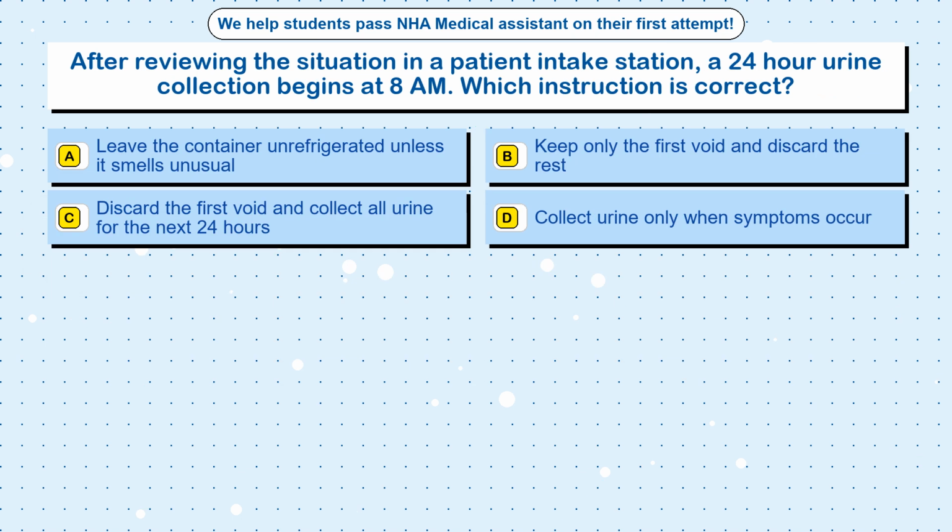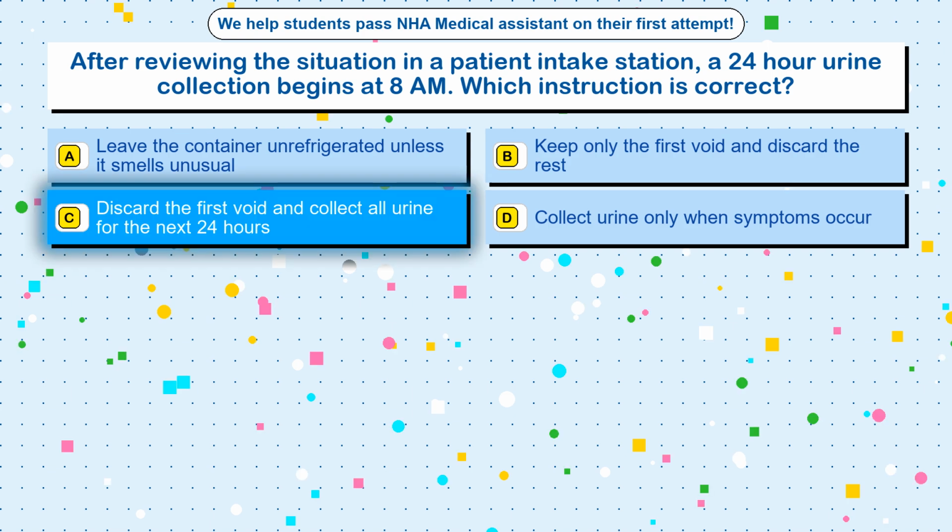Question 88. After reviewing the situation in a patient intake station, a 24-hour urine collection begins at 8 a.m. Which instruction is correct? Option A, leave the container unrefrigerated unless it smells unusual. Option B, keep only the first void and discard the rest. Option C, discard the first void and collect all urine for the next 24 hours. Option D, collect urine only when symptoms occur.